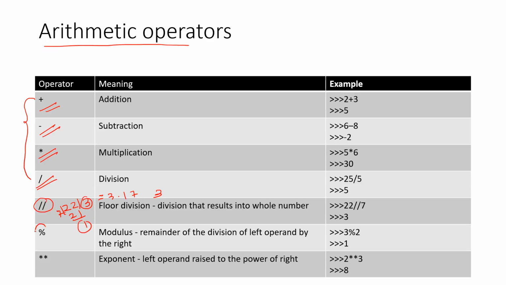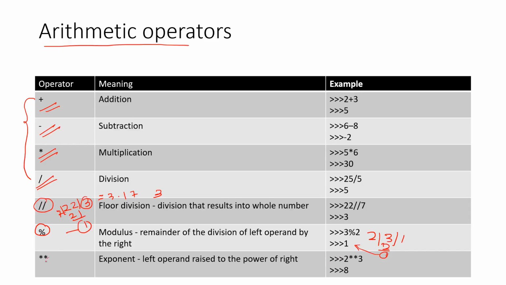This one is called modulus division, which is represented by a percentage symbol. This will basically return the remainder of a division. So in the previous example, it will return 1, and in this example, 3 by 2, when you divide 3 by 2, it will give you 1 as a remainder. So that's why it's returning 1.